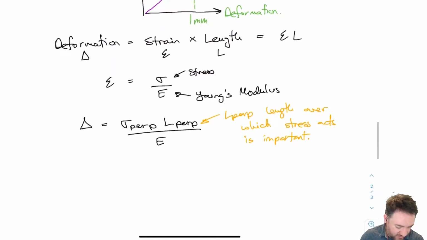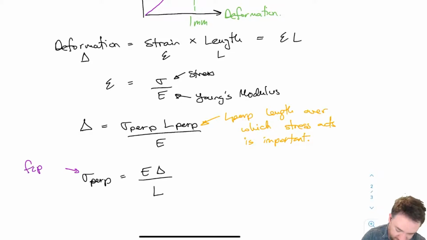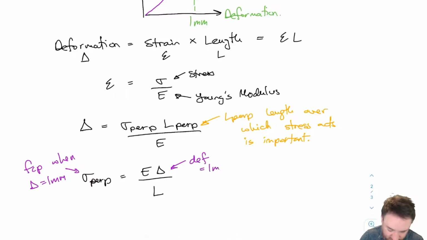Okay, so if I then look at rearranging this in terms of stress perpendicular, I get E times delta over L, where, if I'm considering that this is my limit state for perpendicular to grain strength, then we're going to say that this is FCP when delta equals 1 millimeter. So I'm basically saying my strength is the stress perpendicular when deformation equals 1 millimeter. And this one is a material property, so that doesn't change.